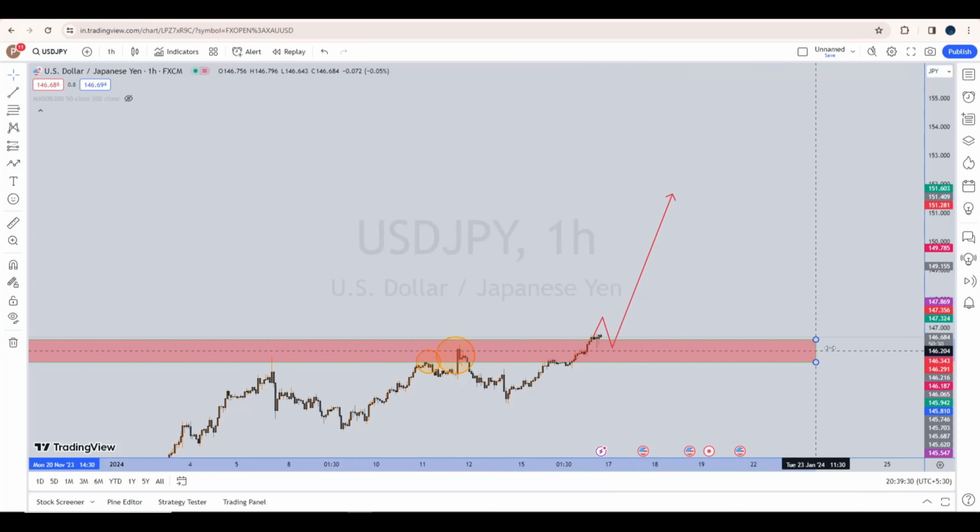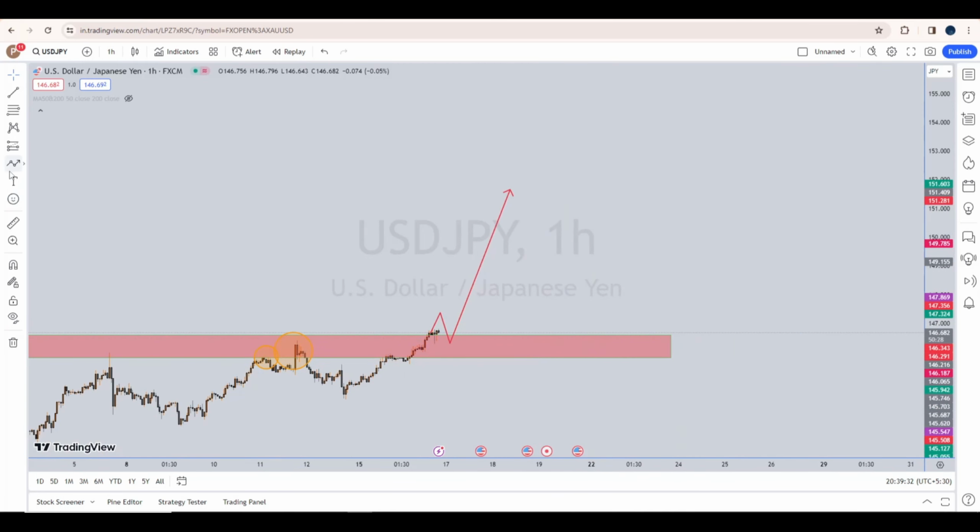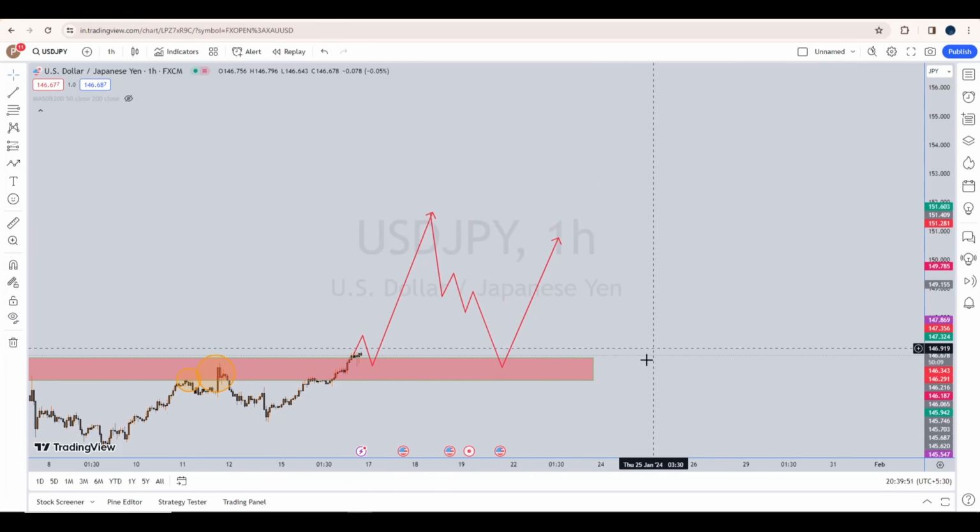Now this zone will act as a support area. What is a support area? Price will come to this level again and it can take support. It is a key level, so it will act as a demand zone and price will again go back up. Hope I am clear to you.